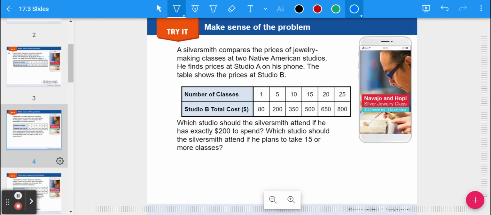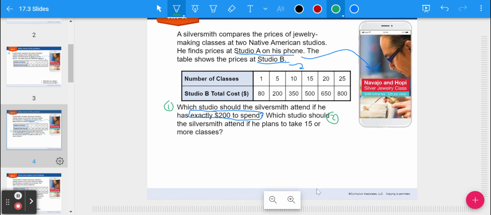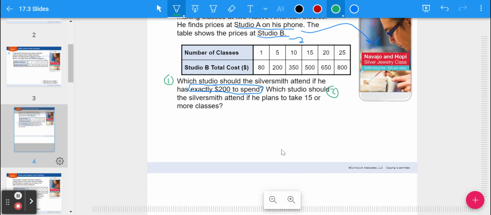Now the question asks, which studio should the silversmith attend if he has $200 to spend? So exactly $200, can't go over. Which studio? Studio A, which is on the phone, or Studio B, which is shown right here. And then question 2, which studio should the silversmith attend if he plans to take 15 or more classes? So this is question 1, and this is question 2. Why don't you try those on your own first, but then let's answer those.